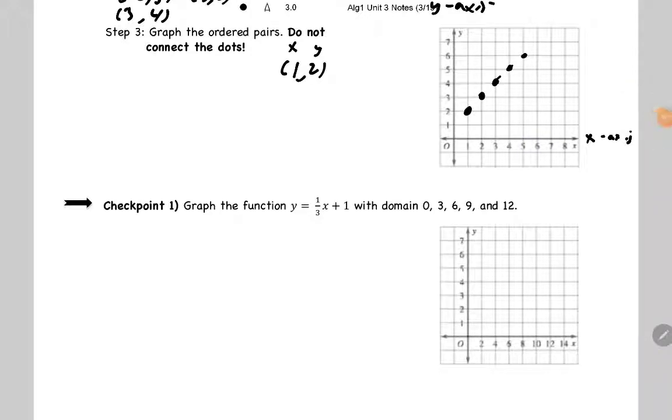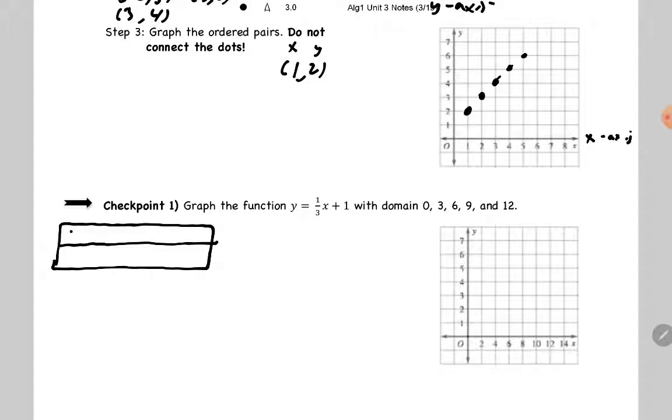Graph the function y equals 1/3 x plus 1 with domain 0, 3, 6, 9, and 12. So let's make a table. Okay, x, y. Our domain is 0, so we're plugging 0 in the equation, 3 in the equation, 6 in the equation, 9 in the equation, and 12 into the equation.